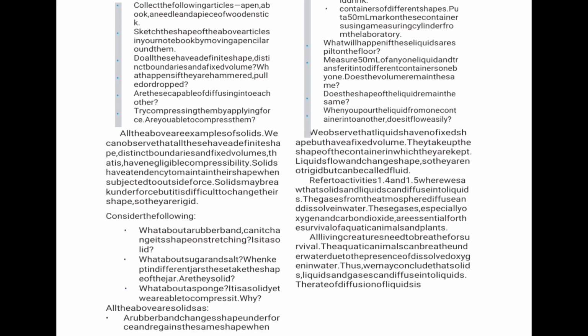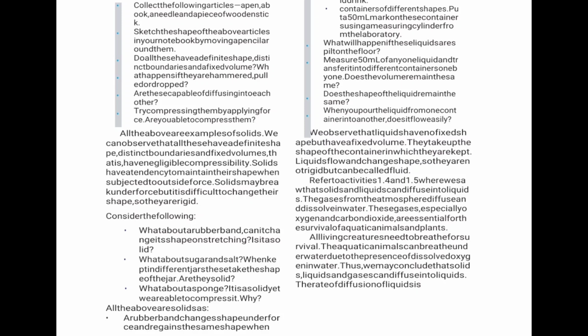Consider the following. A. What about a rubber band? Can it change its shape on stretching? Is it a solid? B. What about sugar and salt? When kept in different jars, these take the shape of the jar. Are they solid? C. What about a sponge? It is a solid, yet we are able to compress it.